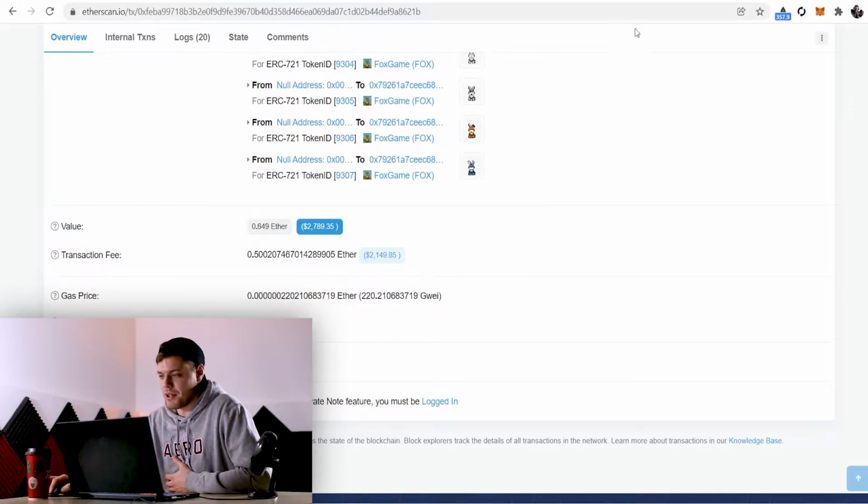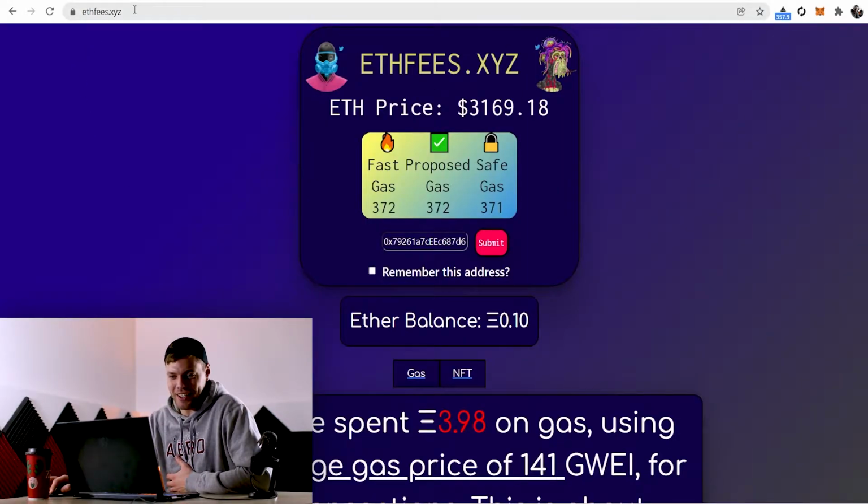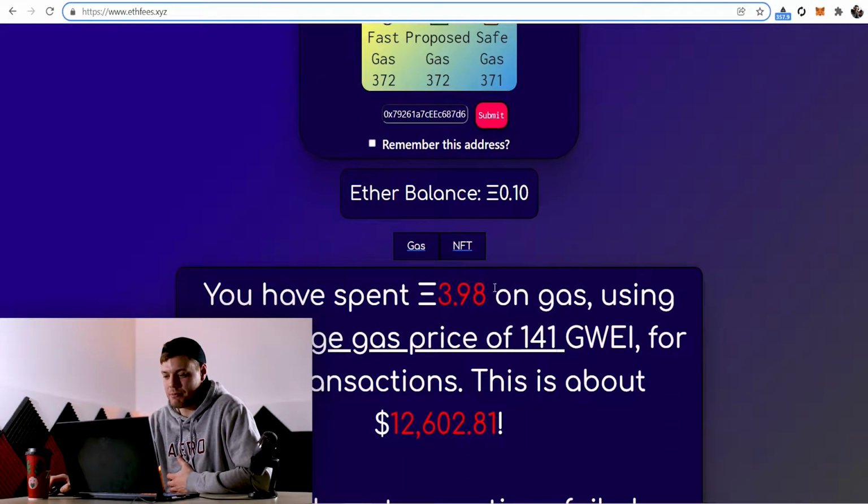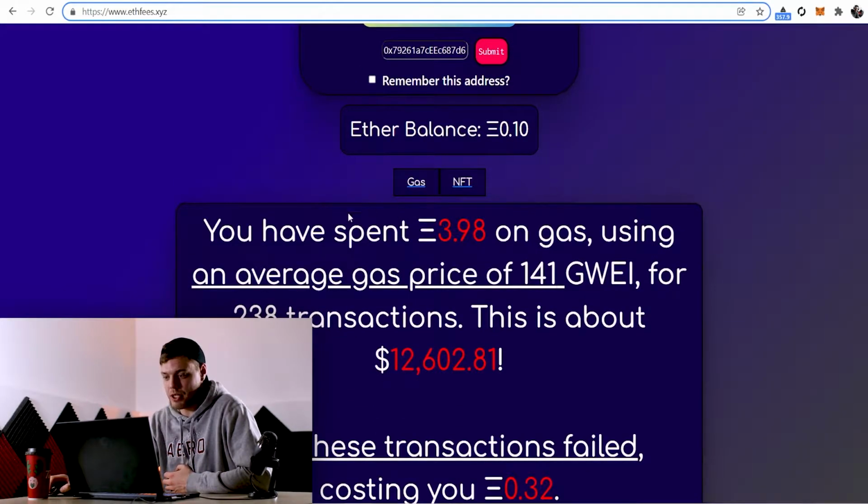Another website which I find really interesting and depressing to check is ethfees.xyz. You can input your address here and it will actually tell you exactly how much you spent on gas fees over the lifetime of your wallets. And I've been using this particular wallet for about 3 months now, 4 months maybe, and I've spent over 12 grand on gas fees alone. That's completely disgusting. And bear in mind that the price of ETH has dropped a bunch this month.